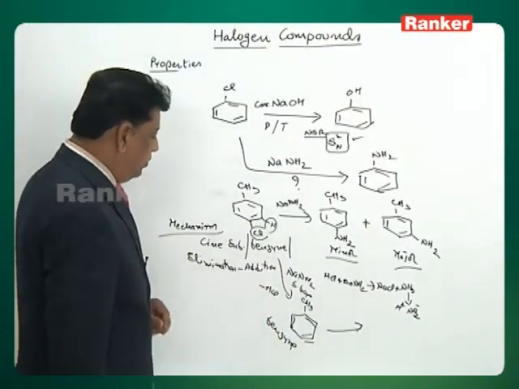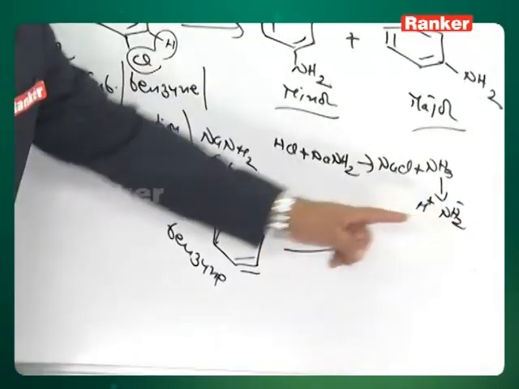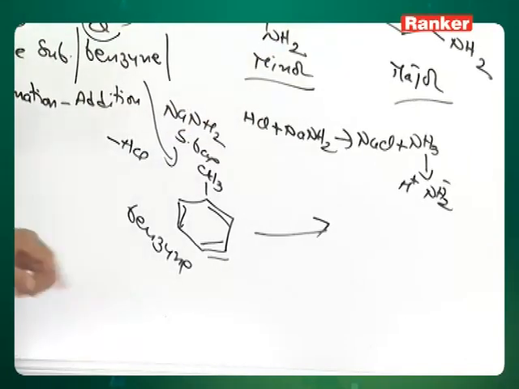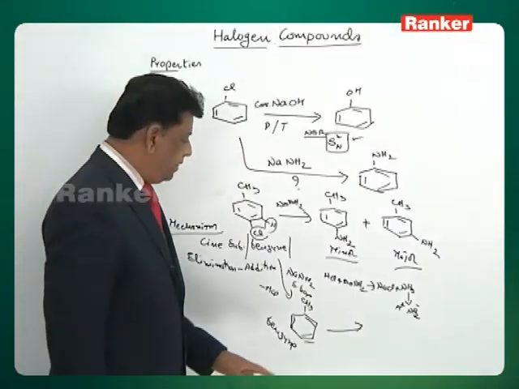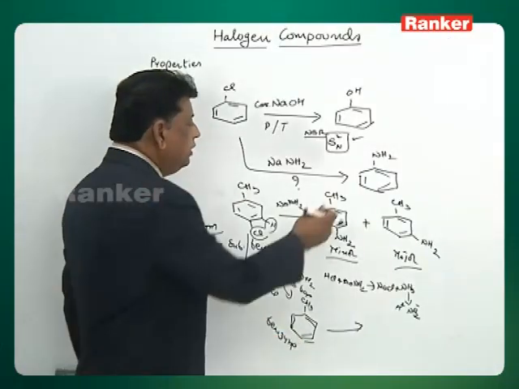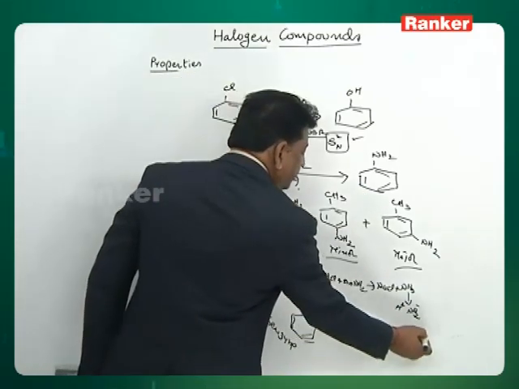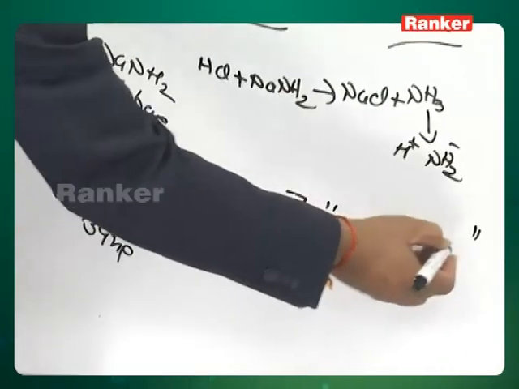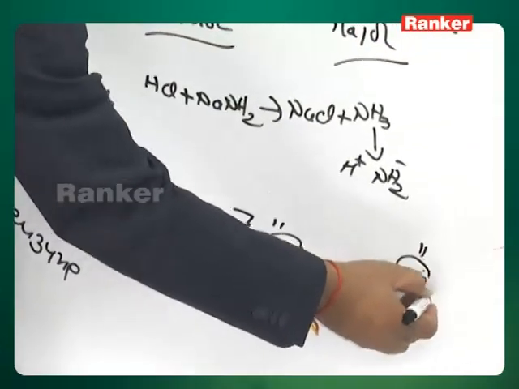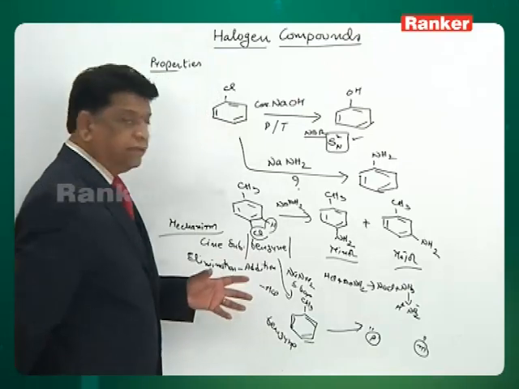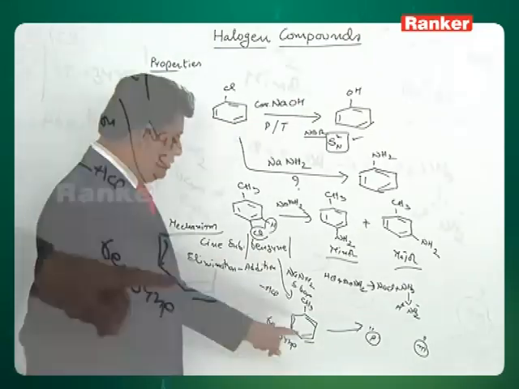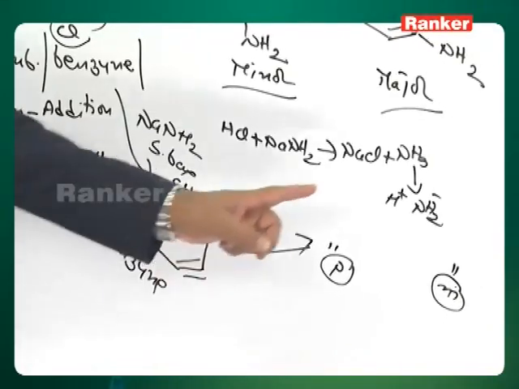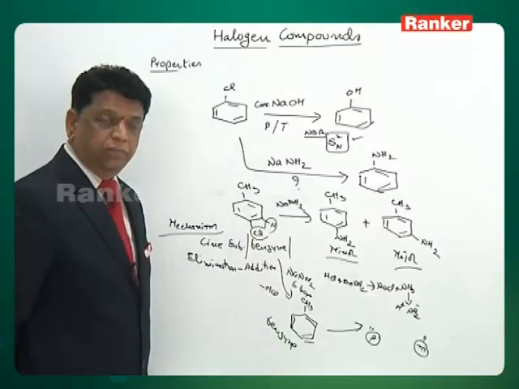Now which will be added to which side is the question. If the NH2 adds on the para, H adds on the meta, you will get this type. If NH2 goes to the meta and H adds here, you will get this type. So therefore two types of answer come, a para answer as well as a meta answer. Now, how the meta is coming, I explained: because NH2 has a chance of attacking either at meta or at para, therefore meta is coming. That is why meta comes.